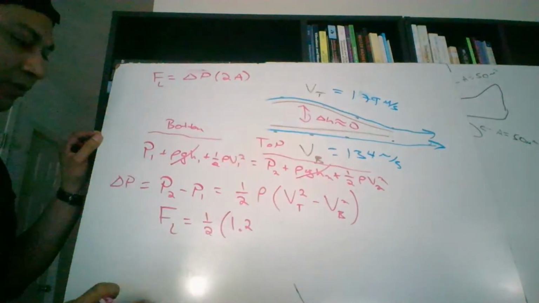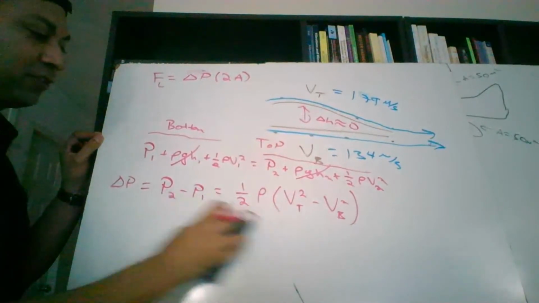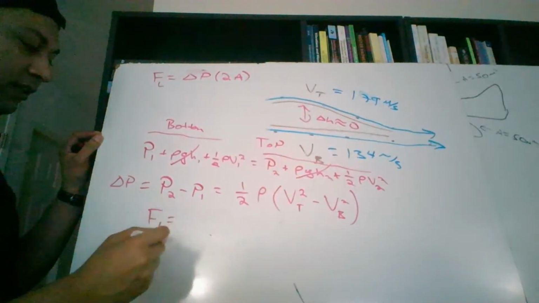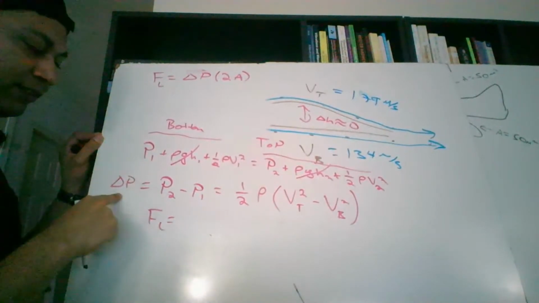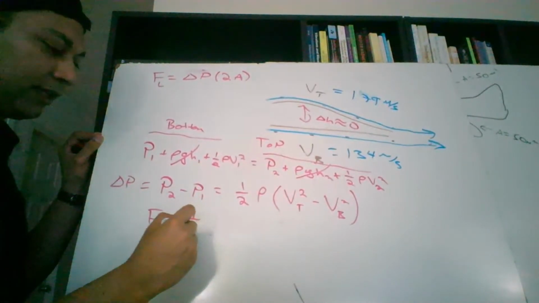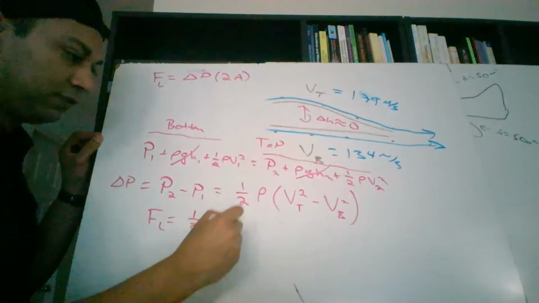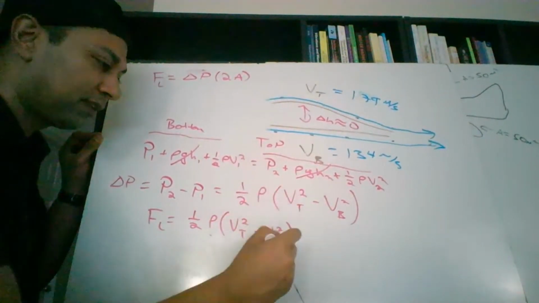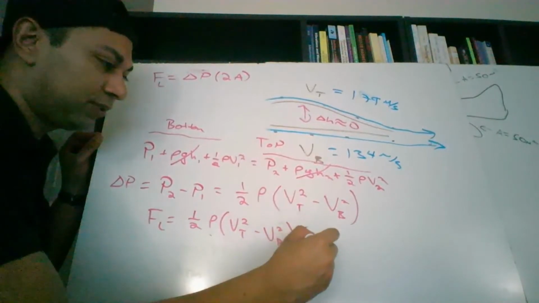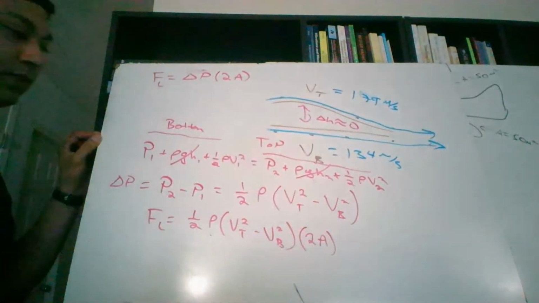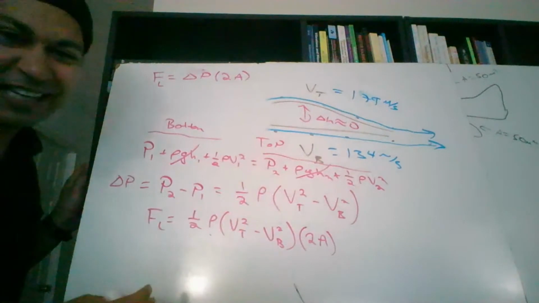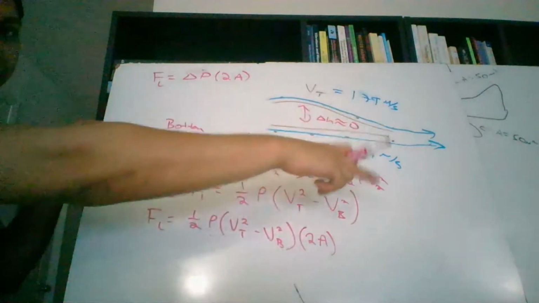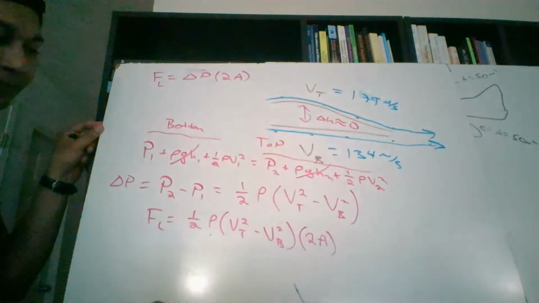Do I want to write that? I want to write down the equation first, so then I'll write it out. So force lift is going to equal delta P, which is 1/2 rho, V at the top squared minus V at the bottom squared, multiplied by, in this case, 2 times A for each wing. Technically, we could just write it as A, but because I called A in the question A, just one wing, and we have 2 wings, it's 2A.